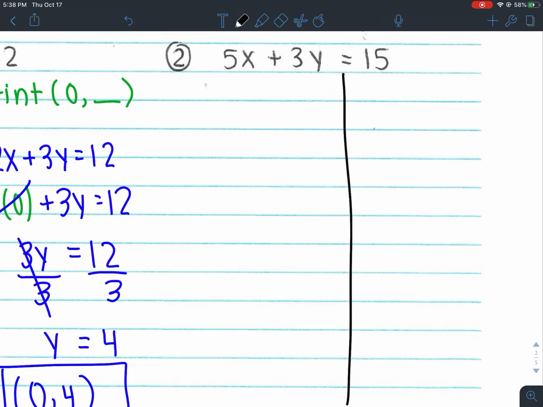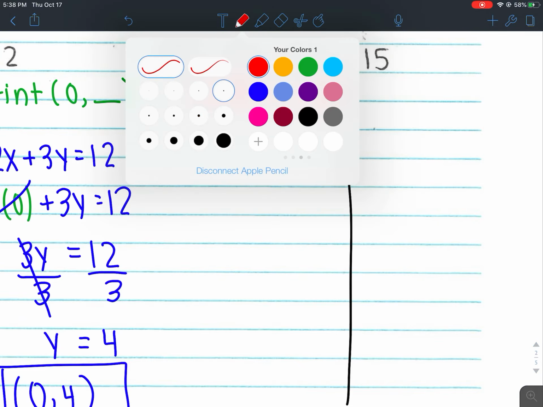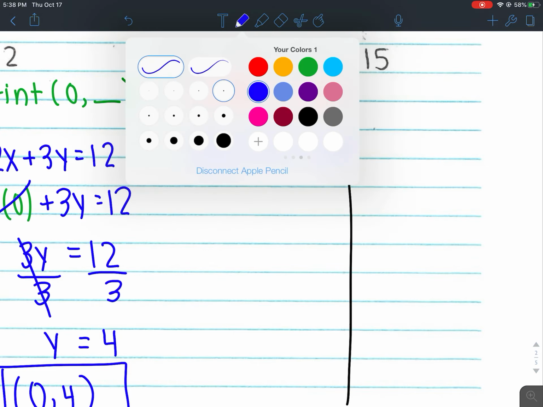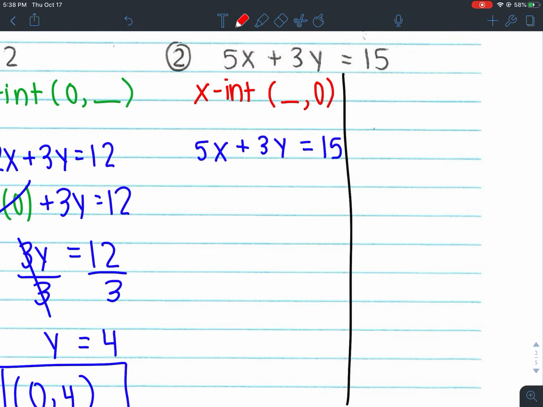Okay, again, the first thing I always want to do is create a balanced workspace so I can do the x-intercept on one side and the y-intercept on the other side. For the x-intercept, I'm going to solve it on the left, and that's going to be number, 0, or blank, 0. I'm looking for what that blank is supposed to be. And I copy down the equation that I had at the beginning: 5x plus 3y equals 15. Well, what do I do next?